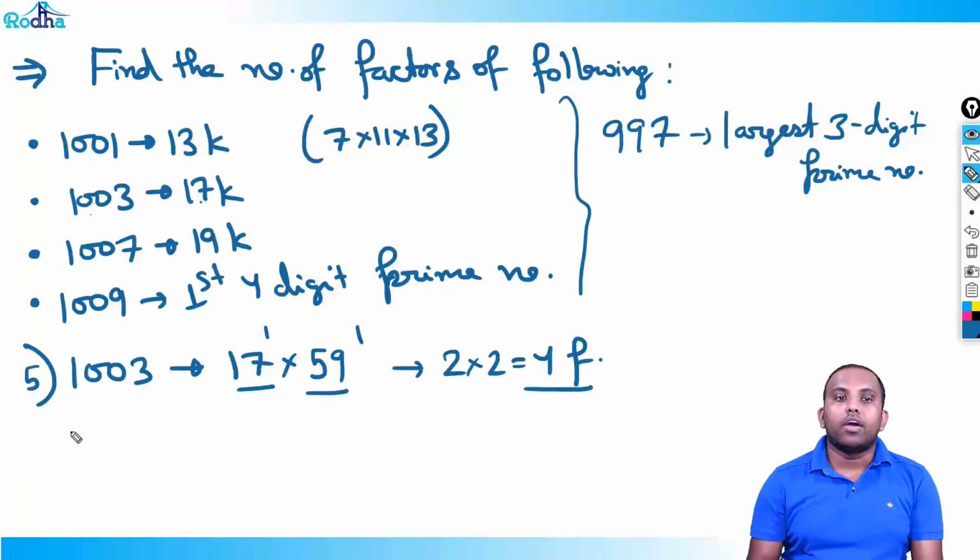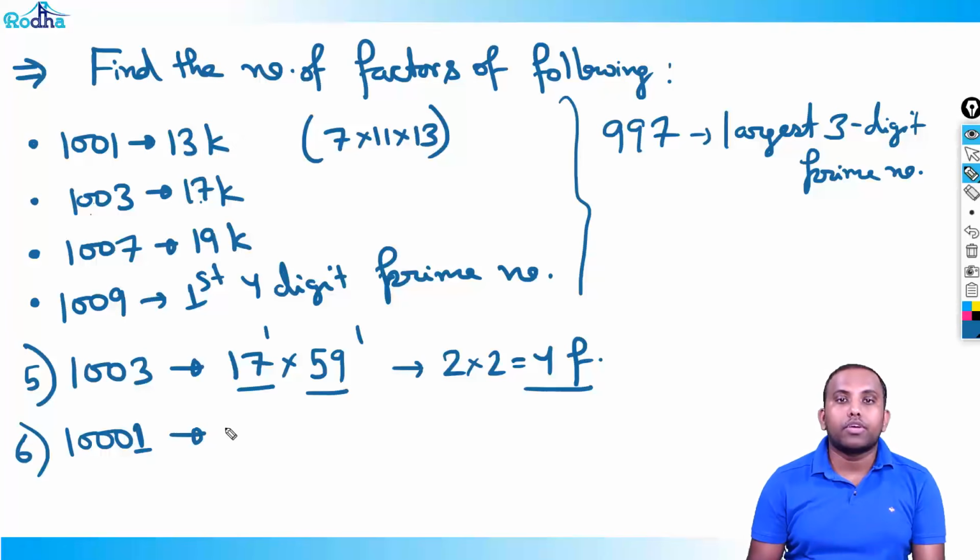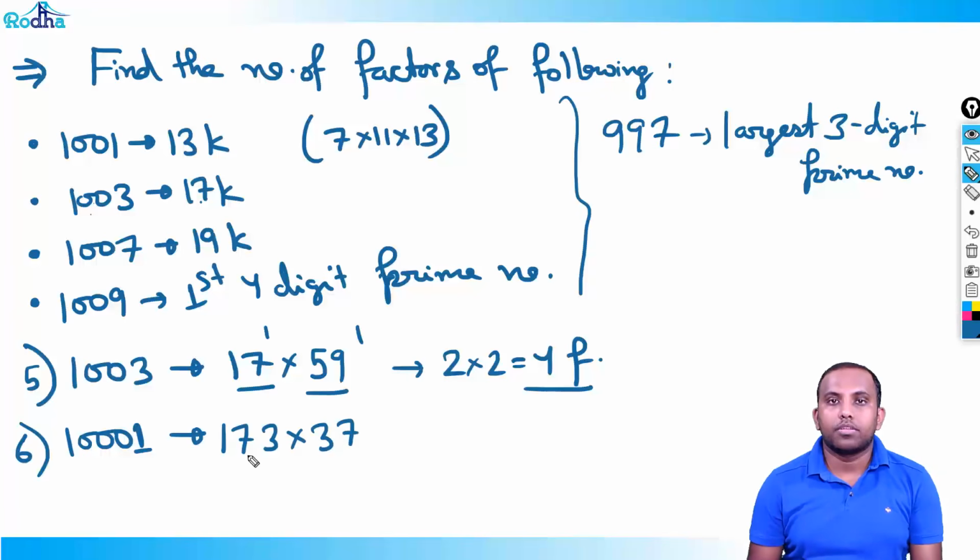Okay. Now, sixth, what is 10,001? Find the number of factors of 10,001. What is 10,001? Again, you should remember it. Bit difficult, but you get familiar by writing it.